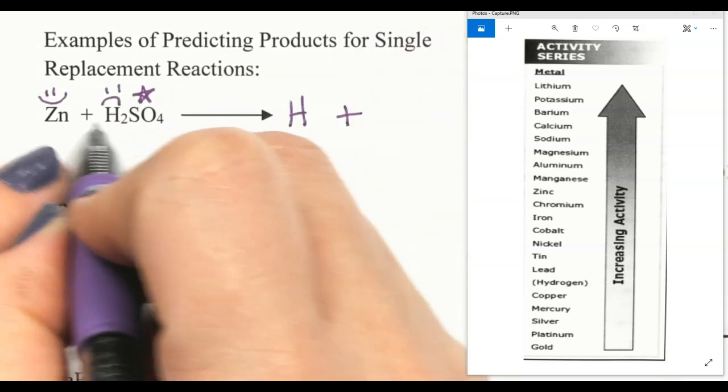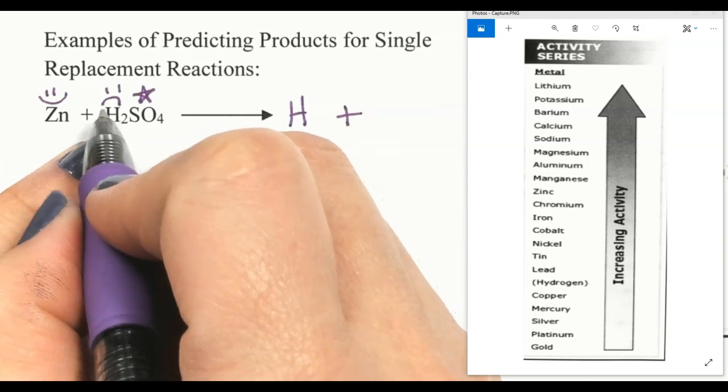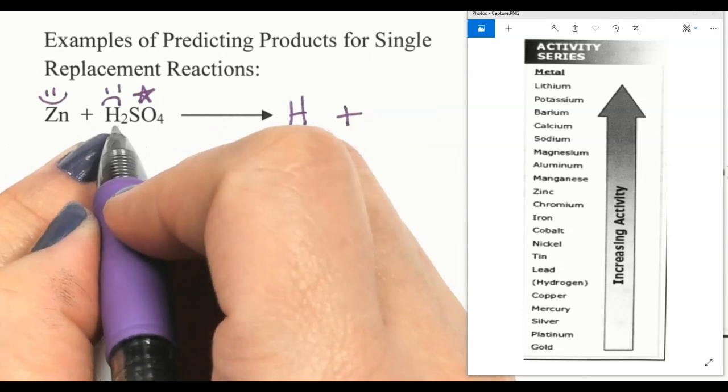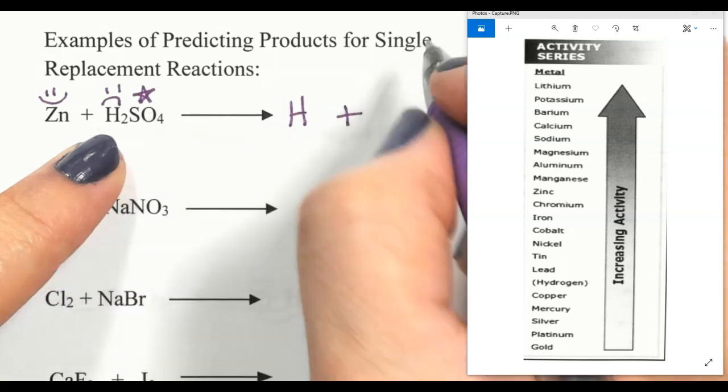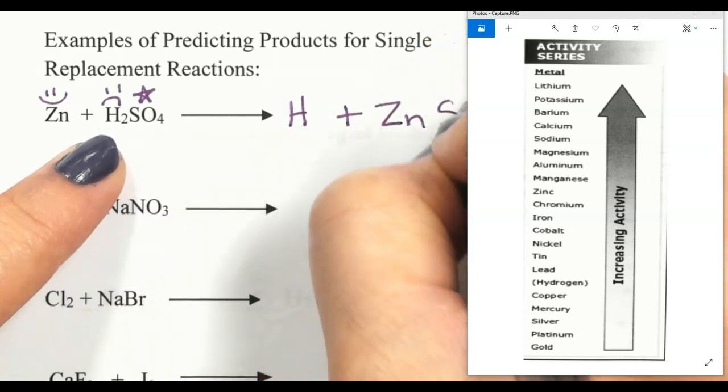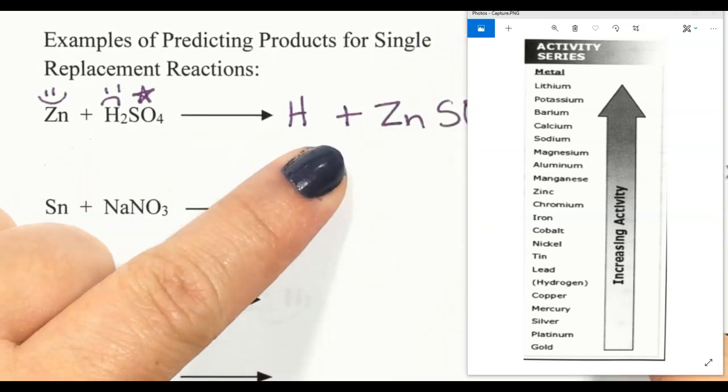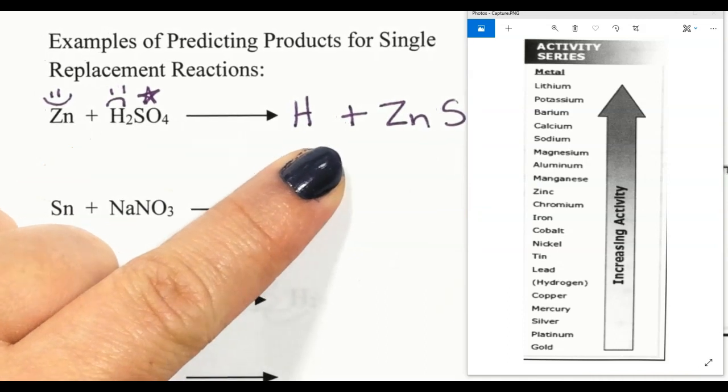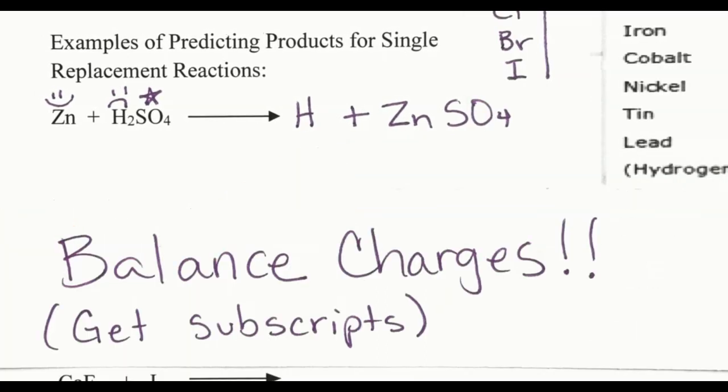Now here's my plus, and now instead of hydrogen, we're going to put the zinc in this spot, and it's going to be zinc with the sulfate. Zinc and sulfate. Now, you have to balance the charges. Let me get that out of the way. We need to find the subscripts for everything.